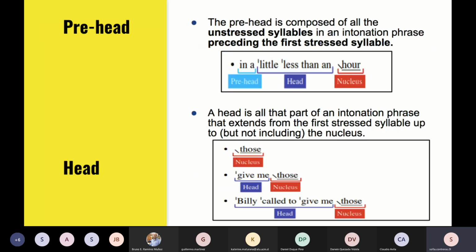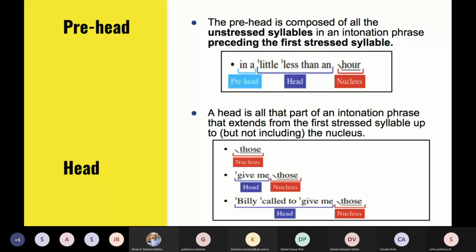Now let's define each one of the concepts of prehead, head, tonic syllable, and tail. The prehead is composed of all the unstressed syllables in an intonation phrase preceding the first stressed syllable. So, as in the example, we have the prehead, which is "in a". Those are the unstressed syllables preceding the stressed syllables of "little less than an".